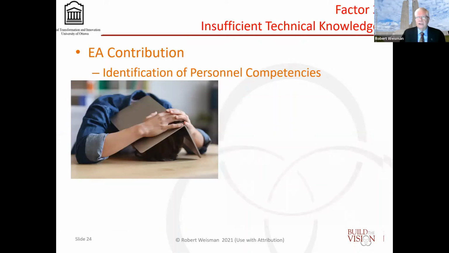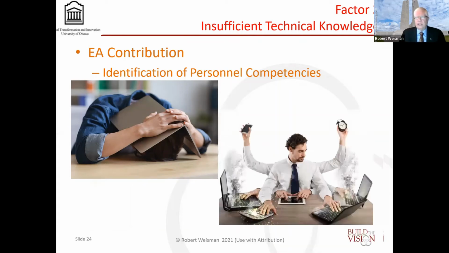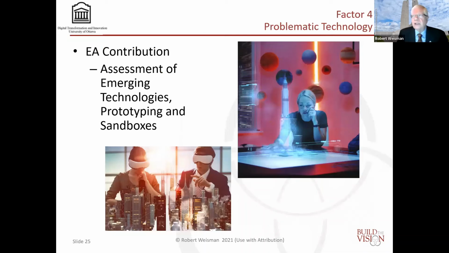Insufficient technical knowledge, identification of personnel competencies. Once you take a look at the enterprise architecture, it forces you to say, okay, we've got these technologies, can we do it? Because of capability-based planning, you have to figure out what the person in the future is going to look like and what they're going to end up doing. And it's got to be realistic. That's not too realistic, but it's just simply illustrating that you have to take a look at the HR aspect.